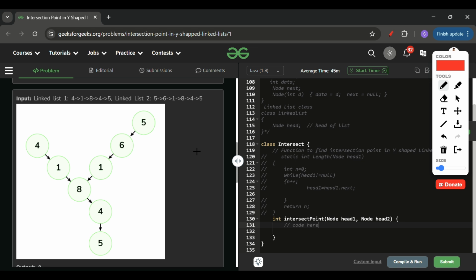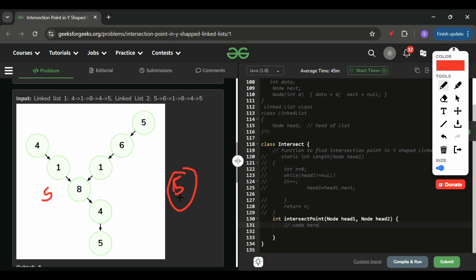What we can do is, I'm thinking, can we try to equalize the length of the linked lists? First of all, I will try to get the length of both linked lists. Okay, this length is 5. Basically its length is 6. 1 2 3 4 5 6.